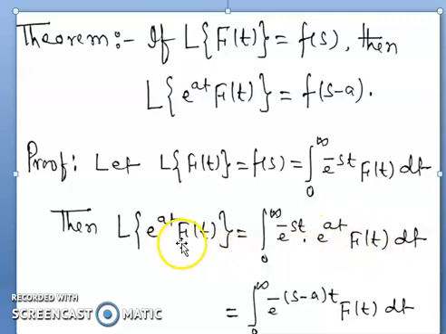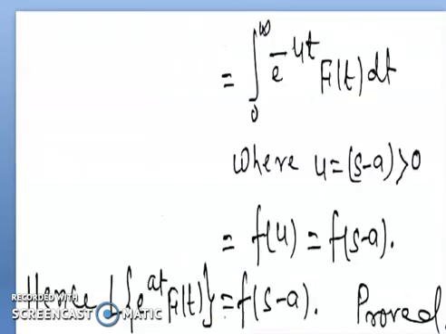In place of f(t), it becomes e to the power at f(t) dt. On simplification, it becomes integral from 0 to infinity e to the power minus of (s minus a) t f(t) dt. Then the integration becomes integral from 0 to infinity e to the power minus ut f(t) dt, where u equals s minus a. S minus a is greater than 0.